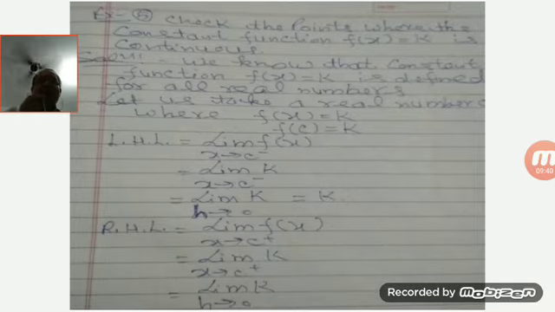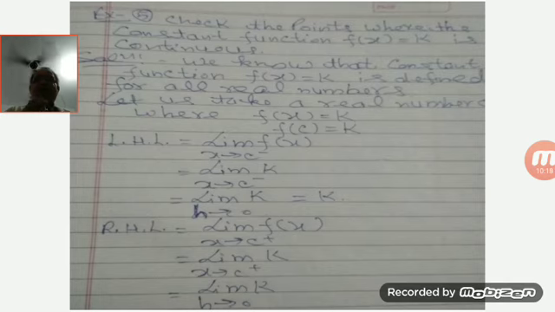Now we can take the next example, that is example number 5. Check the points where the constant function f of x equal to k is continuous. We know that the constant function f of x equal to k is defined for all real numbers. Always we have to keep in mind that the constant function f of x equal to k is defined for all real numbers. Let us take a real number c where f of x is equal to k. So f of c is equal to k. We can substitute x by c, the value will be the same, k.